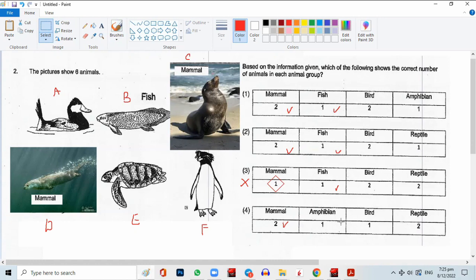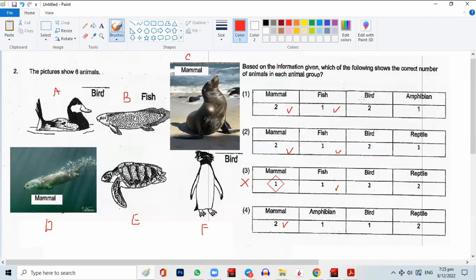Can you see how many birds here? 2 birds. Why? A bird has a beak, right? Covered with feathers. You know what a beak is, right? So this bird has a beak. This duck has a beak. Can you see the beak? And this as well, a penguin. So there are 2 birds here.